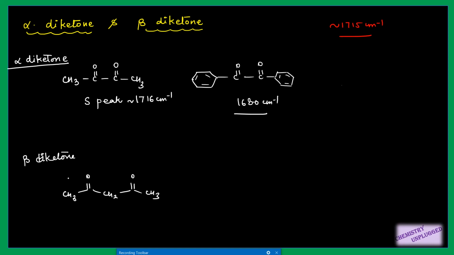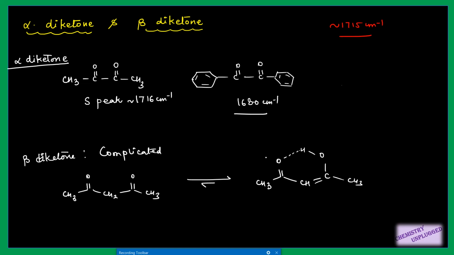In case of beta diketone, you will have a complicated spectrum. Why will this spectrum be complicated? Because it can also show tautomerism, and in tautomerism sometimes the enol form can be more stable than the keto form, right? And when you have this tautomerism, what will happen? Now you can easily find out, if you understand the factors which I have discussed previously, what the effect on CO vibrational frequency will be.